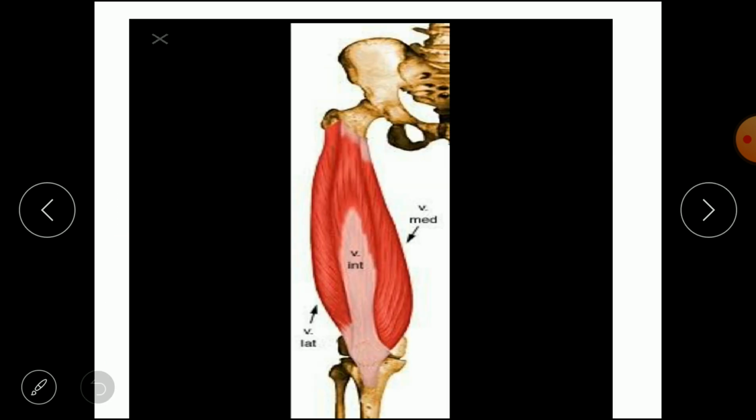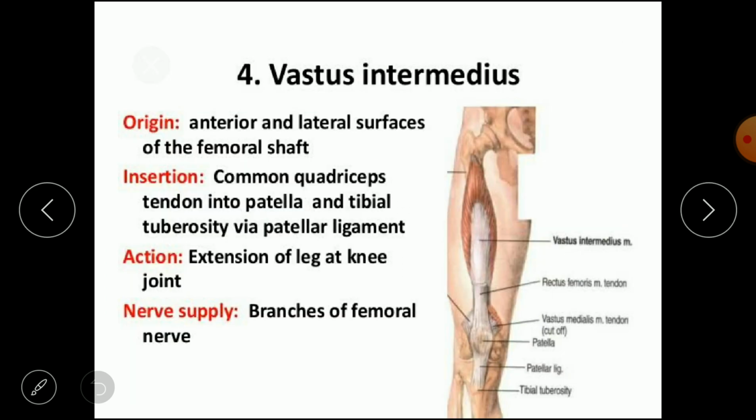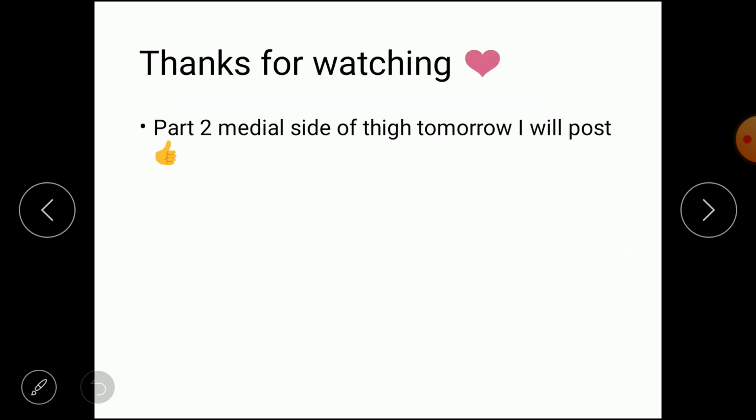So this is all about today's video. Here we complete the anterior thigh muscles, and in part 2 tomorrow we will discuss the medial side of the thigh.